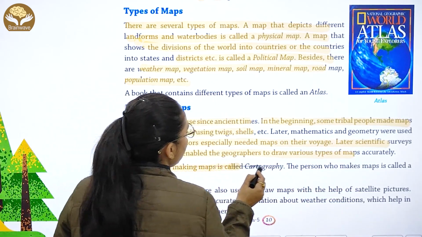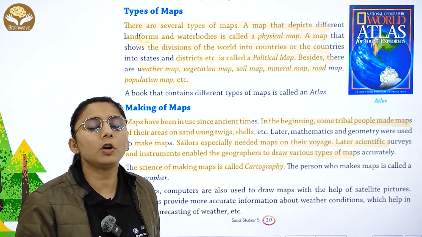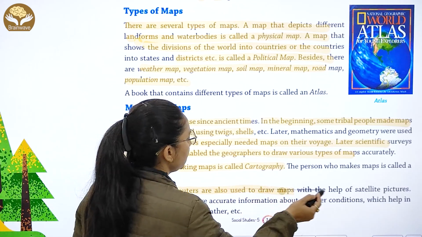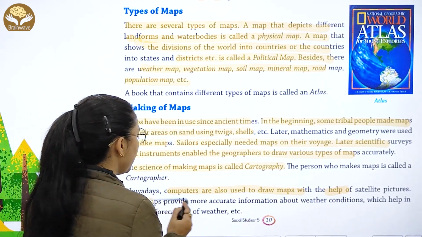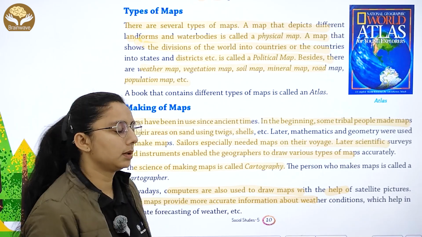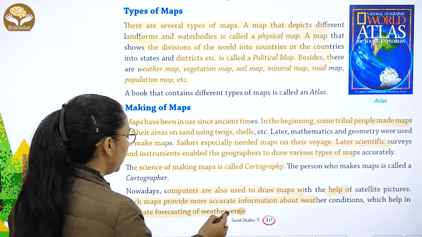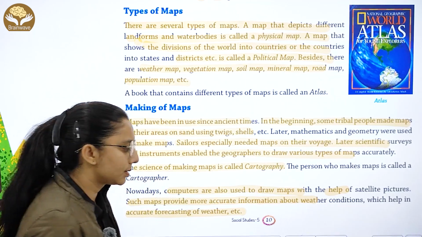The science of making maps is called cartography. And the person who makes maps, what are they called? They are called cartographers. And nowadays, computers are also used to draw maps with the help of satellite pictures. Such maps provide more accurate information about the weather condition, which helps in the accurate forecasting of weather. इससे क्या करते हैं हम? Accurate weather forecasting करते हैं.